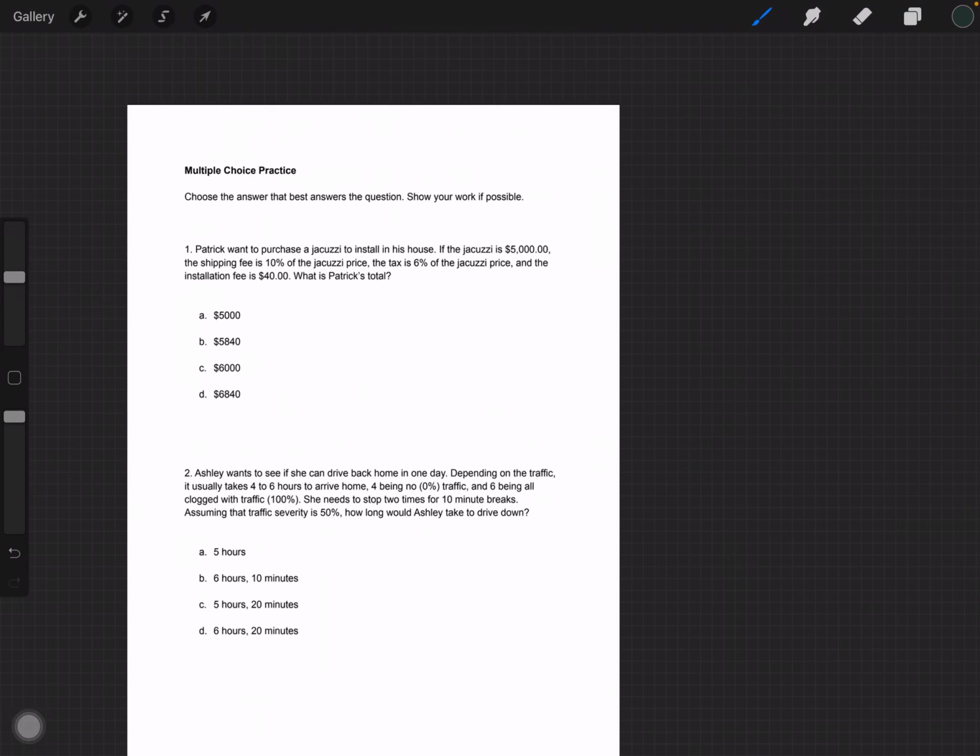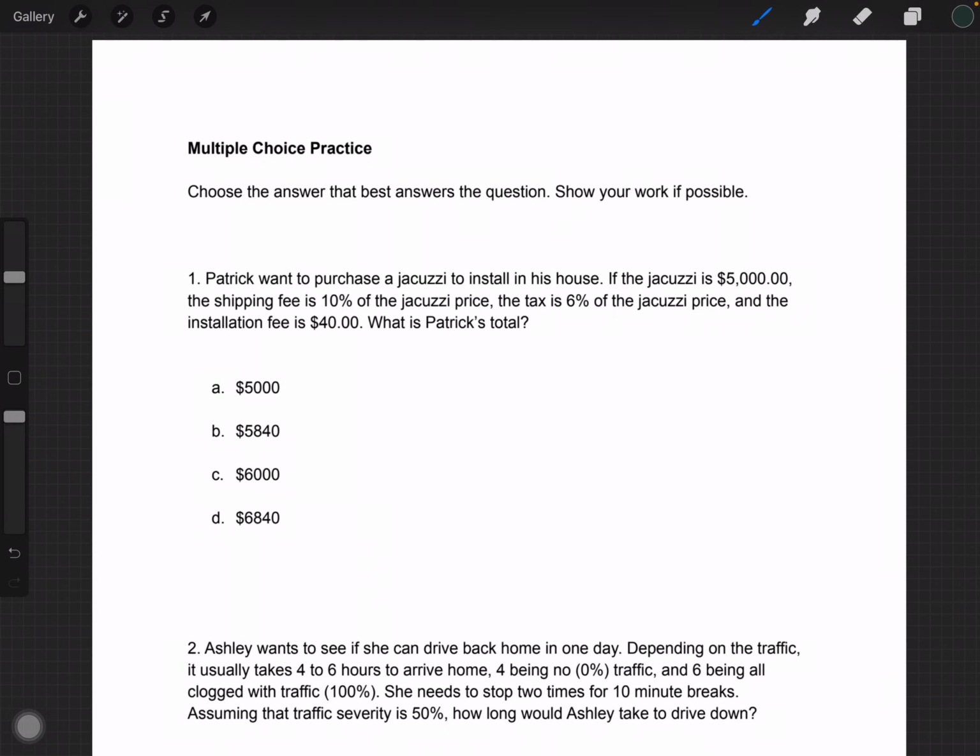Now we're on to the word problems. Patrick wants to purchase a jacuzzi to install in his house. The jacuzzi is $5,000, and the shipping fee is 10% of the jacuzzi price, and the tax is 6% of the jacuzzi price. The installation fee is 40% is Patrick's total.